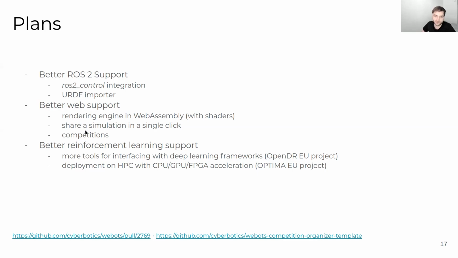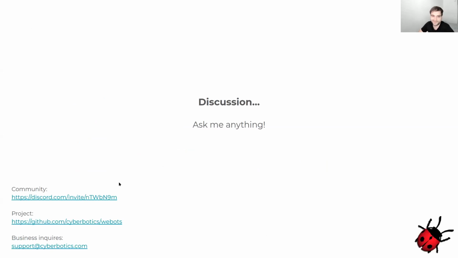And we want to improve support for reinforcement learning. So in the scope of the OpenDR project, we are integrating Webots with deep learning frameworks. And in the scope of the Optima project, we want to deploy Webots and reinforcement learning on high performance computers. And I would say that's it.